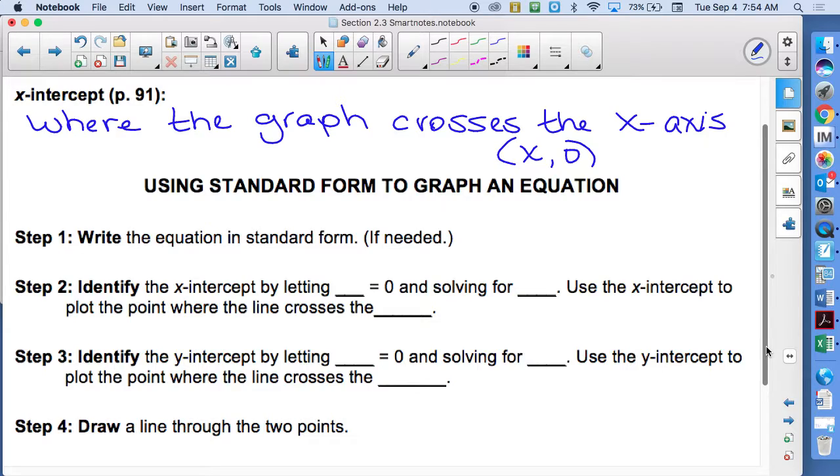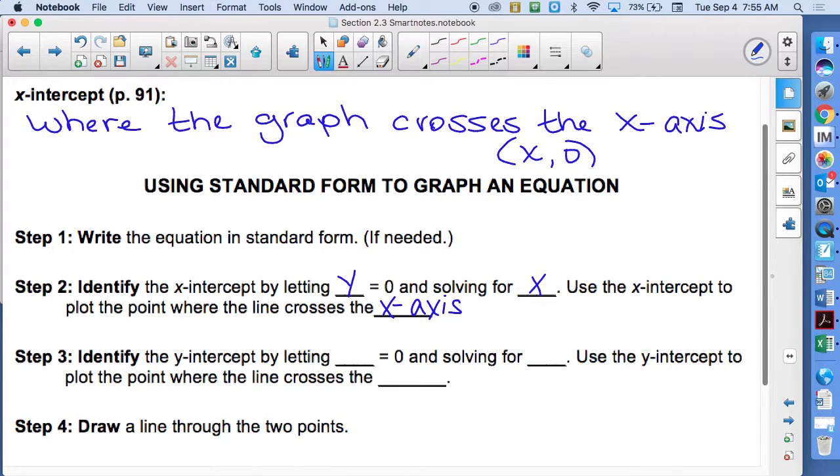The second step says identify the x-intercept by letting y equal 0 and solving for x. So we're going to have this equation. Essentially, we're eliminating one of the variables because we're making the y value 0 and solving for the remaining x value. Use the x-intercept to plot the point where the line crosses the x-axis. So we're going to take our equation. We're not maneuvering it, changing anything, moving anything. We're keeping it in the form that it's in in most cases. But we're replacing the y with the 0 so that we can find the x-intercept.